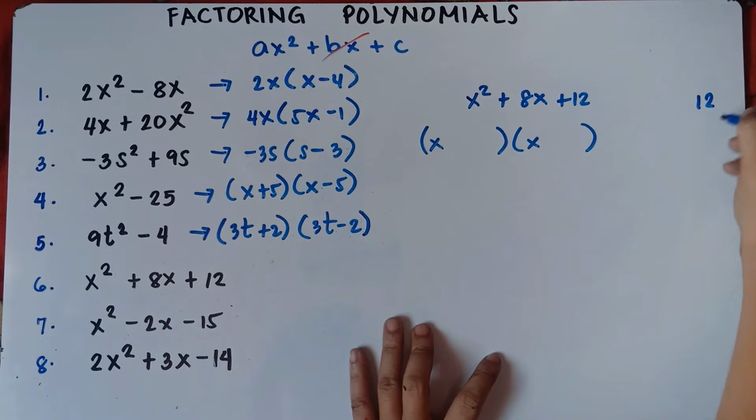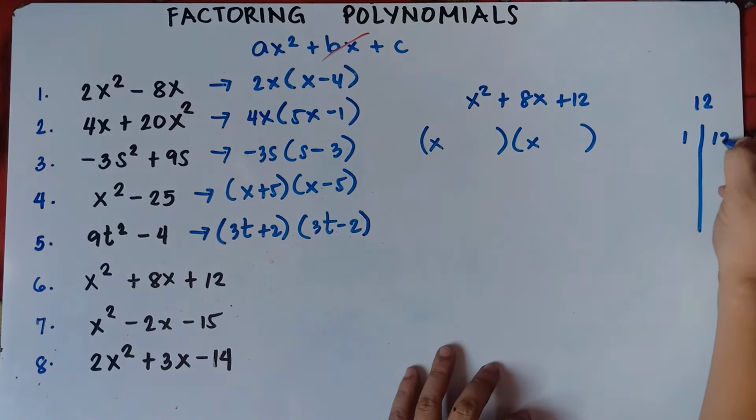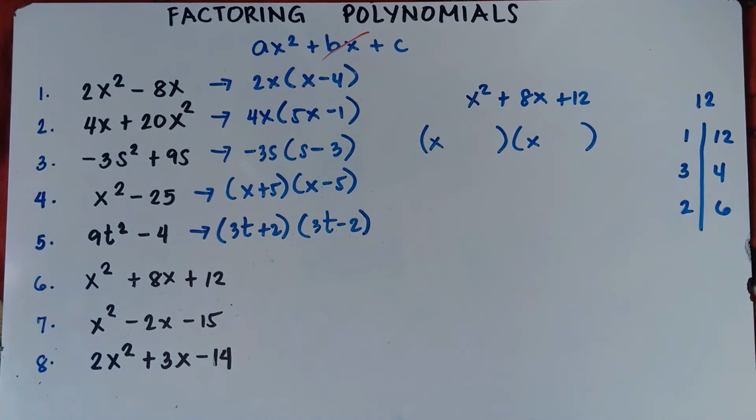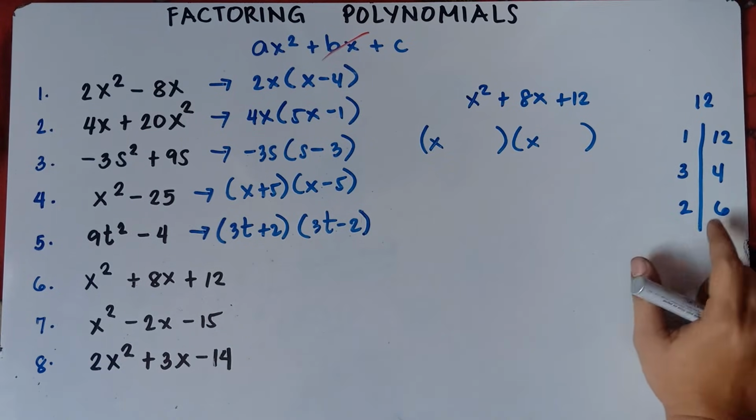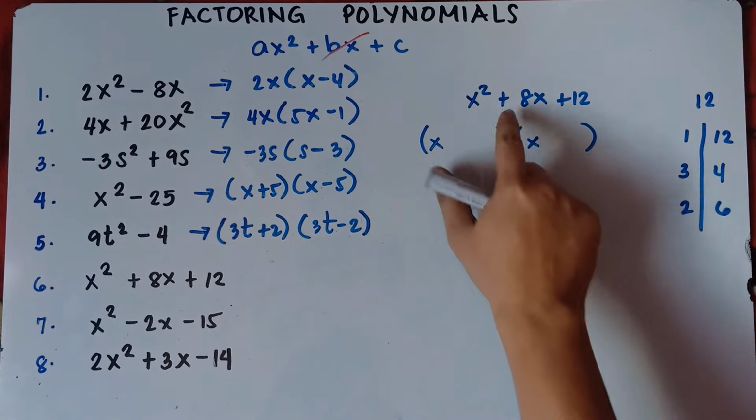So for 12, what are the factors of 12, class? There will be 1 times 12, 3 times 4, and 2 times 6, right? These are the factors of 12. So you find two numbers that when you multiply, you get 12, and at the same time, when you combine, you get positive 8.